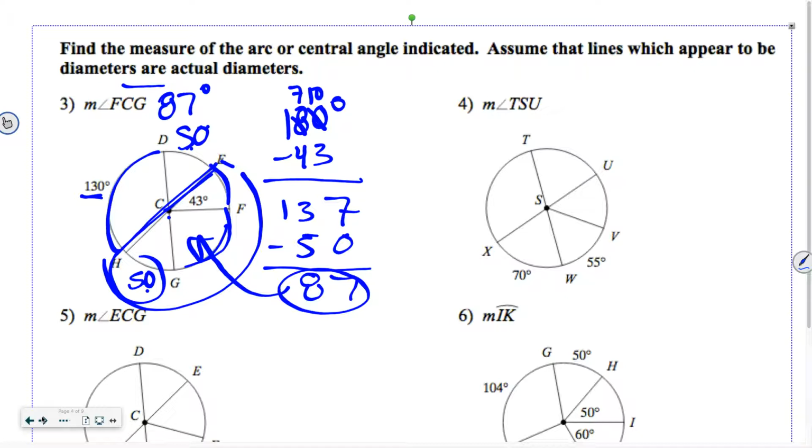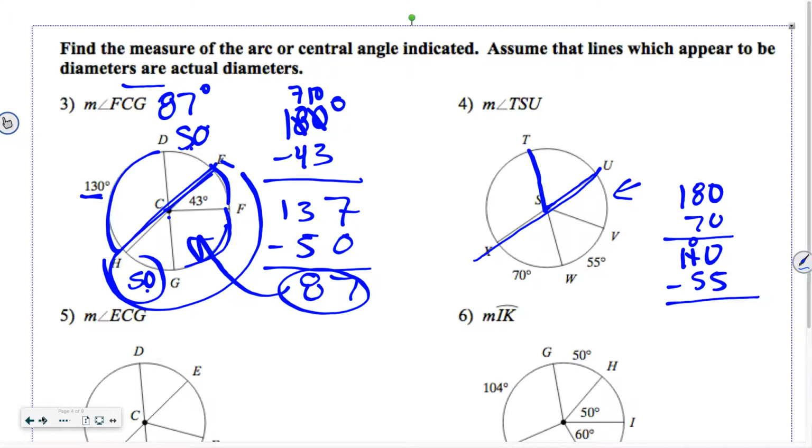Okay, next problem. They want us to figure out angle TSU. Well, we figured out this is 70, this is 55, and so I can figure out this because this is half a circle. So half a circle, 180. I'm going to take away 70, so that's 110, and then I'm going to take away 55, and so that's going to give me 55, because 55 plus 55 is 110.